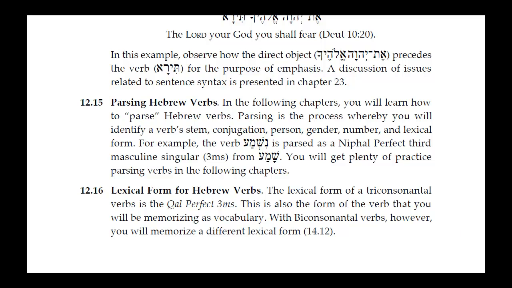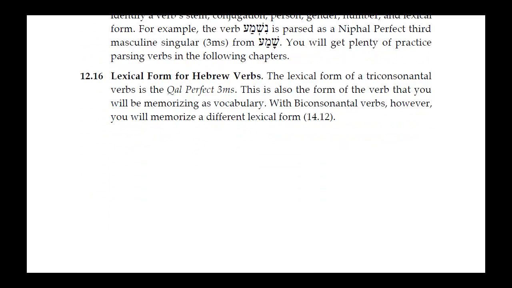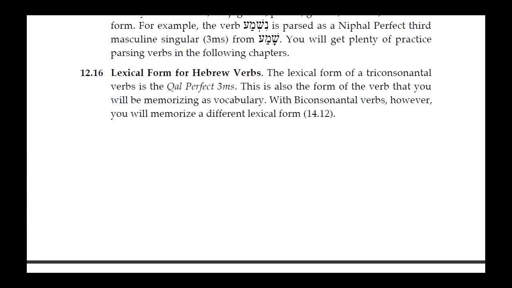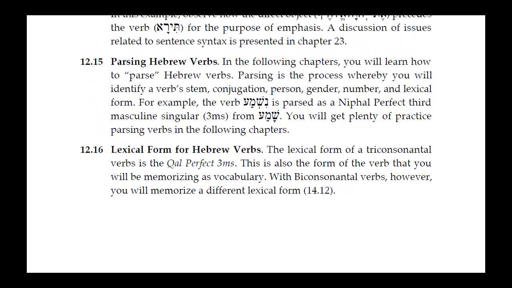Okay, and that leads us over here to the lexical form for Hebrew verbs. The lexical form of a triconsonantal, which is a three-consonant verb, is the qal perfect, third masculine singular. And so that is where you would find the lexical form. This is also the form of the verb that you will be memorizing for vocabulary. Now with the biconsonantal verbs, however, you'll memorize a different lexical form, which is mainly found in the infinitive conjugations. But we'll get into that when we get to it.